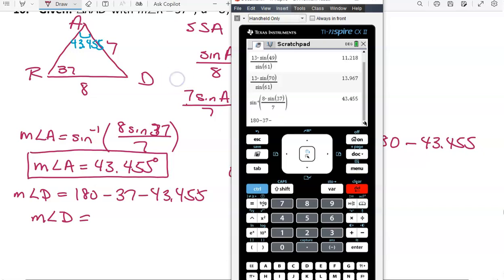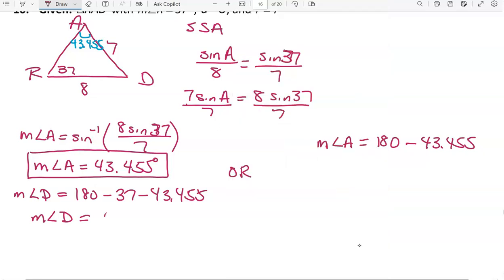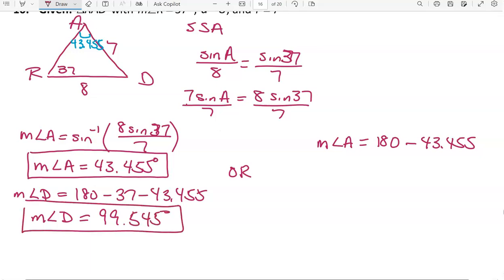And as I'm entering this, I want to be careful to use the answer feature for the 43.455 because we want our next answer to also be accurate beyond 3 decimal places. So measure of angle D is 99.545. And now that I have that measure, I'm going to go ahead and record that in the diagram.